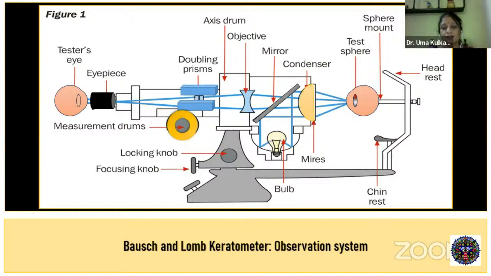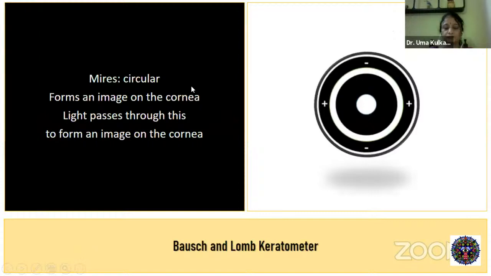These are the knobs, one on this side, which is responsible for vertical and the other side is the horizontal. So the mirror looks something like this. The mirror is that through which the light passes through. So this is a gap over here through which the light passes through. This forms a shadow which we see on the patient's eye. Okay, these are circular.